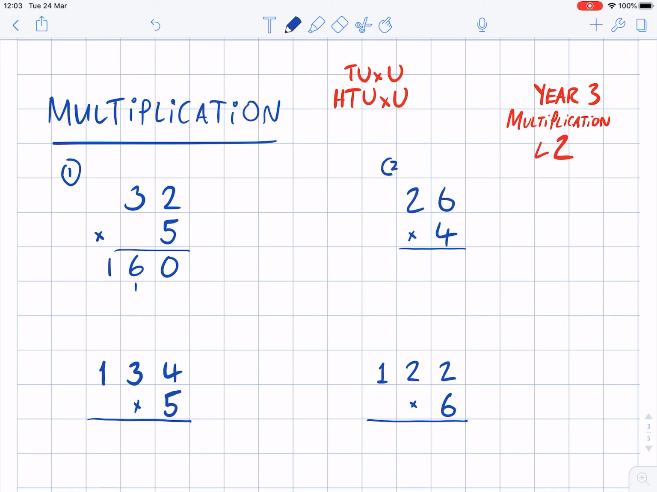Going across to number 2. 26 times 4. 4 times 6 is 24. 4 times 2 is 8. Add the 2 underneath is 10. So hopefully you were comfortable doing those yesterday.